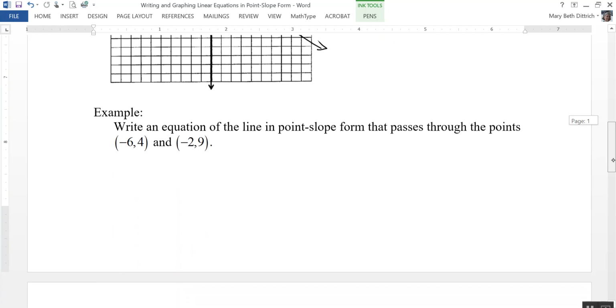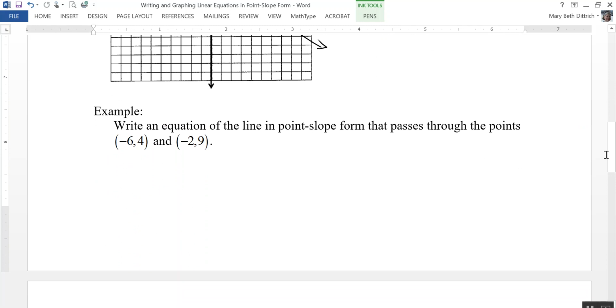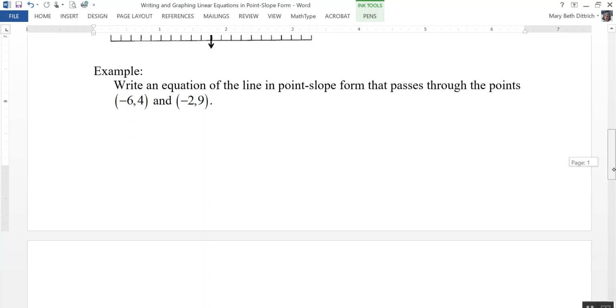Next example says, write an equation of a line in point-slope form that passes through the points -6, 4 and -2, 9. So the first thing I need to do is figure out what my slope is. I'm going to do my slope equals y2 minus y1 over x2 minus x1, and that gives me a slope of 5/4. Now I need a point. But actually I have 2 points, which means that there are 2 possible answers to this one, 2 different ways I can do it.